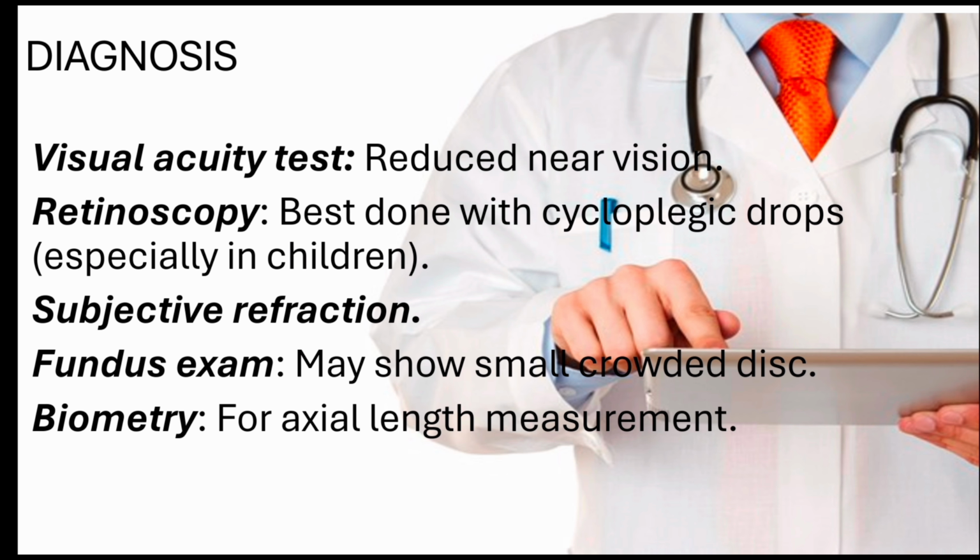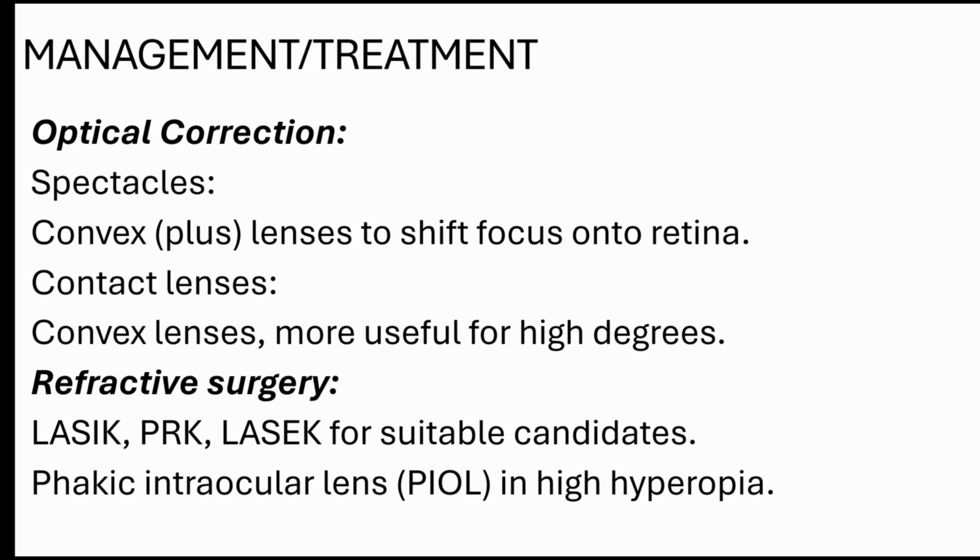And diagnosis of hypermetropia. First one is visual acuity for reduced near vision. Retinoscopy has to be done with cycloplegic drops, especially in children, along with subjective refraction. In fundus examination we have to see the disc, and biometry is for axial length measurement. And treatment and management: first option is optical correction. In spectacles we use convex lenses to shift focus onto the retina. In contact lenses we use soft or rigid lenses. In refractive surgery we use phakic IOL, LASIK and PRK.